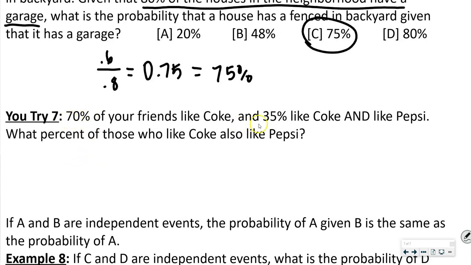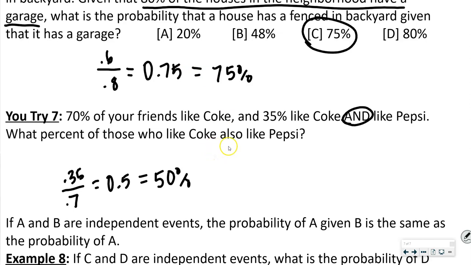Okay, this one's backwards. You all notice that from all the other ones we've done. So 70% of your friends like Coke. So that's going to go where? On the bottom, isn't it? Because it's one thing. And then it says 35% like Coke and Pepsi. So the 0.35 is your and statement. Y'all see that and? It was even in bold. It goes on top. So that's going to be 0.5, which is 50% of people who like Coke also like Pepsi.